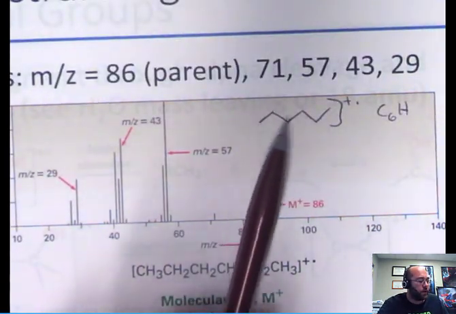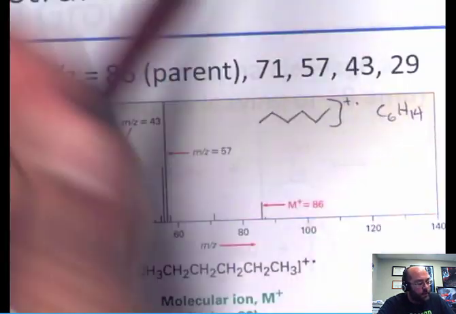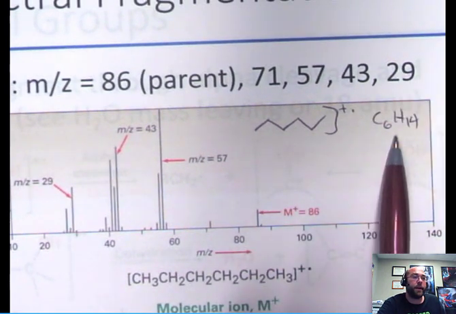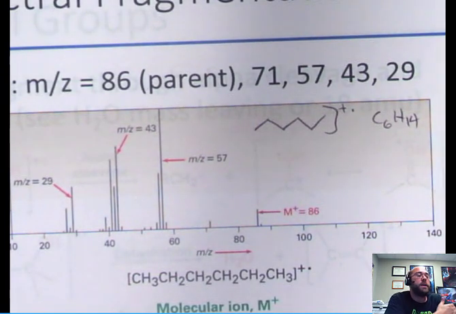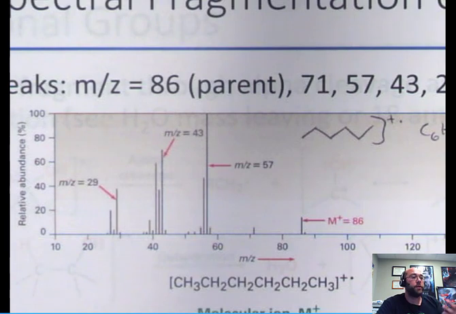That's 3, 4, 5, 6, 7, 8, 9, 10, 11, 12, 13, 14, H14. That gives you a total mass of 86. So the 86 peak is definitely your parent peak, right? That's your hexane before anything's broken off. And then if you look here, these have been pointed out to you, but you notice the same trend.